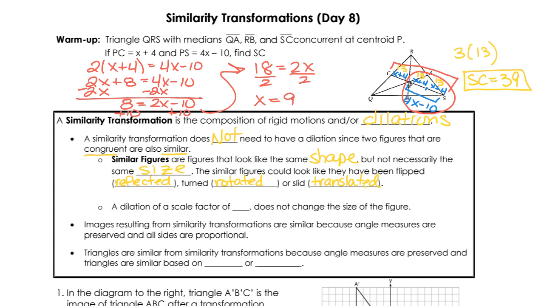Okay. A dilation of a scale factor of 1 does not change the size of a figure. Images resulting from similarity transformations are similar because angle measures are preserved and all sides are proportional, okay, which is that fraction equal to a fraction. Okay. Triangles are similar from similarity transformation because angle measures are preserved and triangles are similar based on angle similarity, or we could be an overachiever and go AAA similarity. Okay.